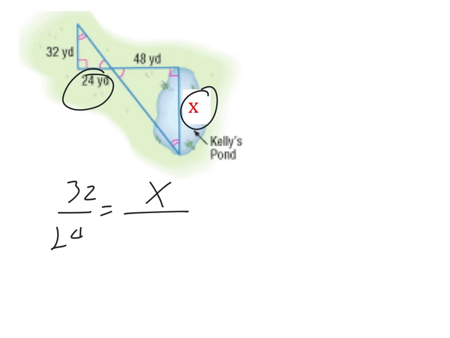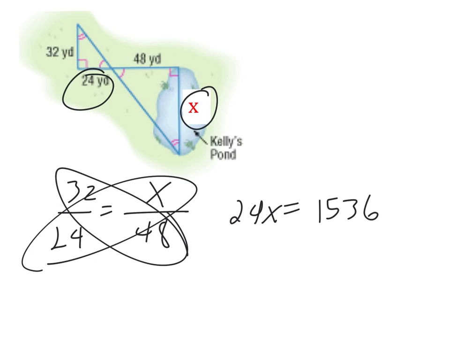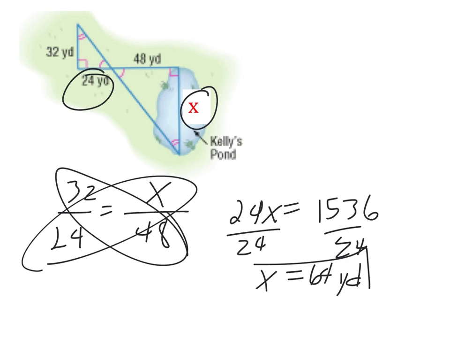So what that means is this 32 matches the x. This 24 matches the 48. So, if I'm trying to solve for x, again, we said that the 32 matches the x, and going back, starting with the smaller one, 24 matches the 48. Cross product fun, 24x equals 32 times 48, which is 1536. Divide off my 24, and x is 64. Don't forget to label it yards.